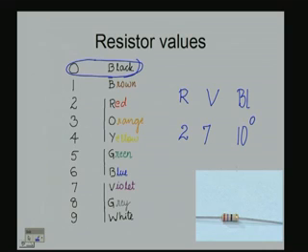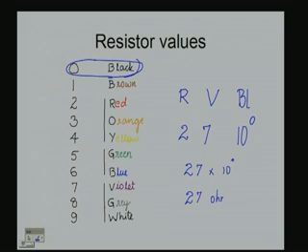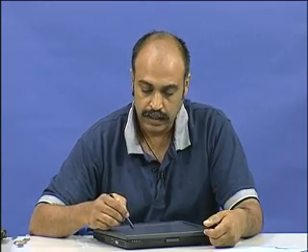So, the value of the resistor is 27 times 10 to the power of 0, which is 1, which is 27 ohms, and the symbol for ohm is the Greek letter omega. Okay. So, this is how you read the value of the resistor from the color code.